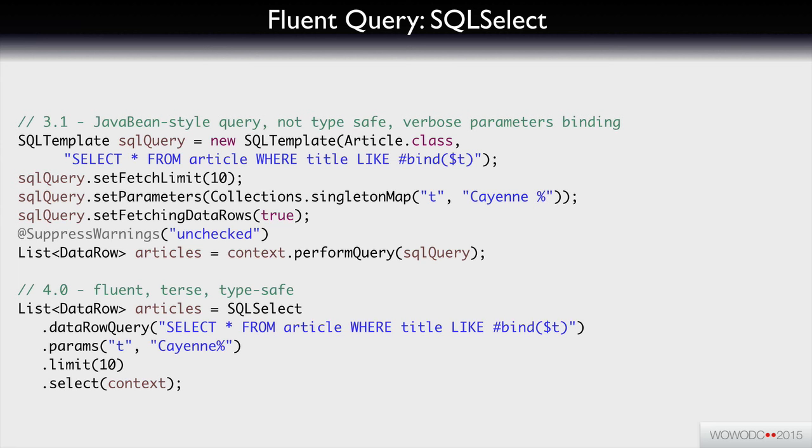So the new version of selecting SQL template is SQL select. It works exactly the same, except that it's shorter, and it's type safe also. So here I'm selecting data rows, for instance. I don't need to tell it to select data rows. It just sort of knows because of the first method. So I'm not selecting objects. I'm selecting dictionaries.